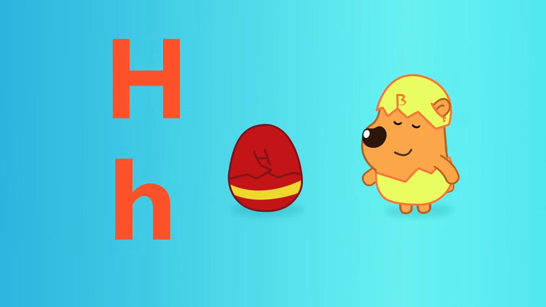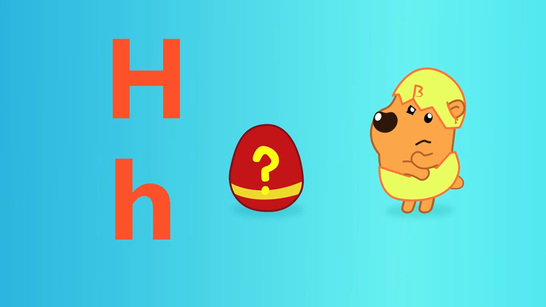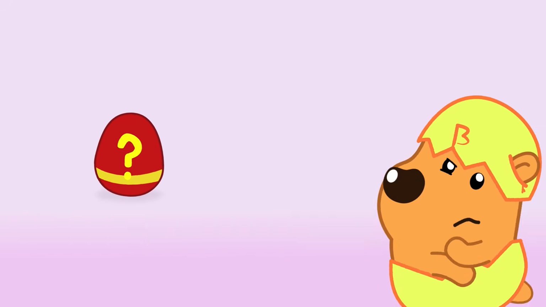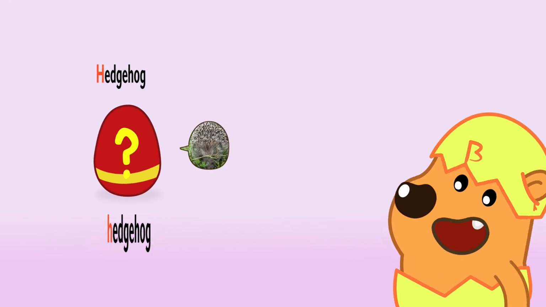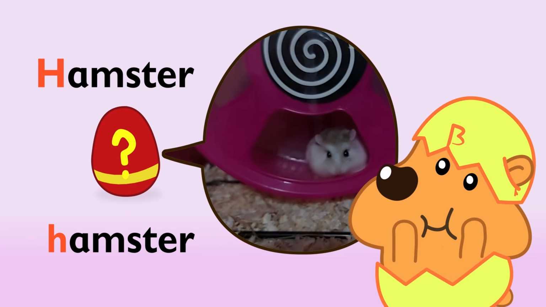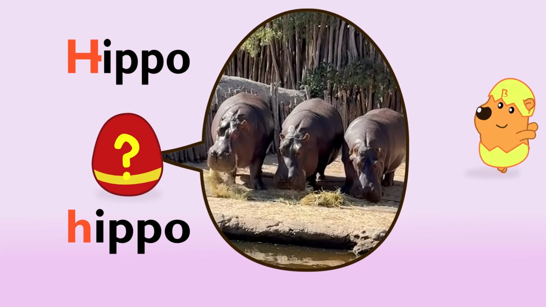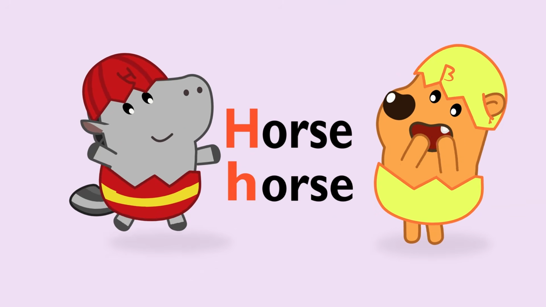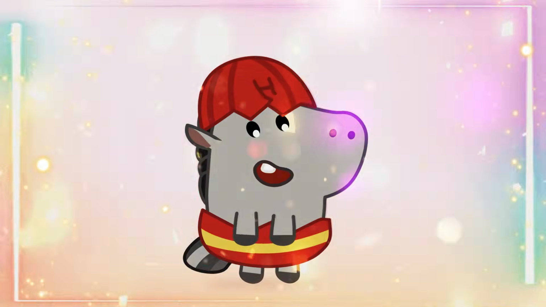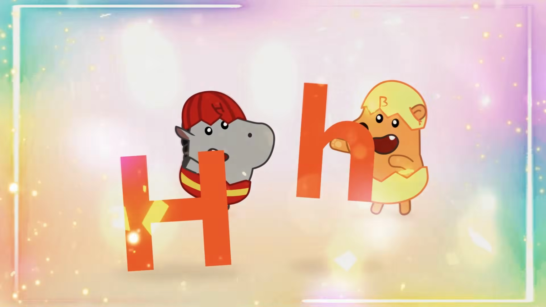Well done! Beggy H is hatching. What can it be? Starting with an H. H like hedgehog. Handsome. H like hamster. So cute. H like hippo. Why not? Wait! It's a horse. H for horse. Hooray! Welcome, Beggy Horse. Let's play with Beggy Horse.